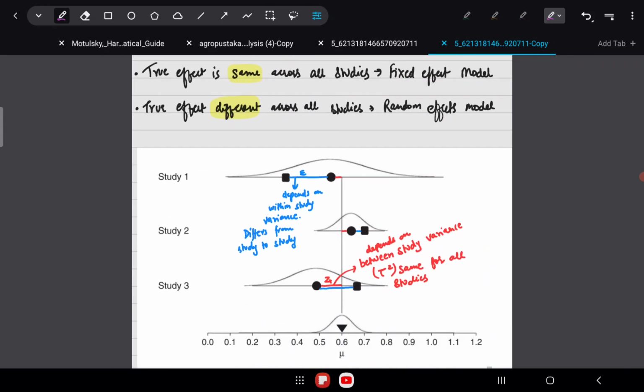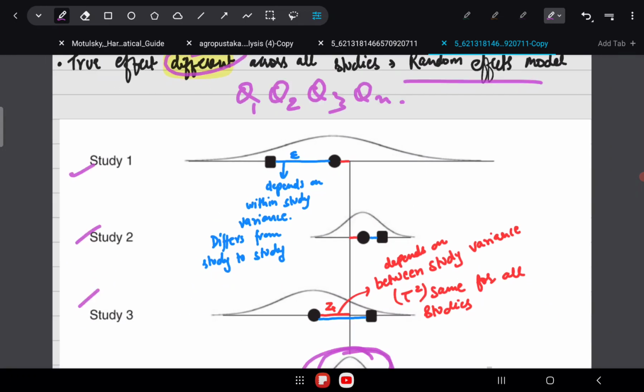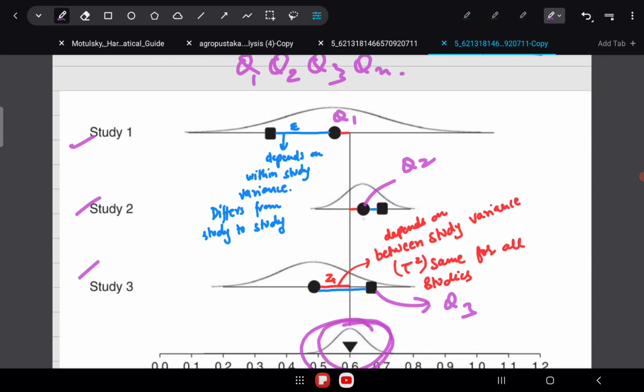So this diagram denotes the true effect across all the studies, and these are the 3 studies that we are doing our random effect modeling on. Now you can see that the true effect of study 1 we denote with theta 1, the true effect of study 2 with theta 2, and the true effect of study 3 with theta 3. So as you can see, the true effect itself is changing from study 1 to study 3. Unlike in fixed effect modeling, where it was theta, theta, theta, here it is theta 1, theta 2, theta 3. So it is changing across the studies.